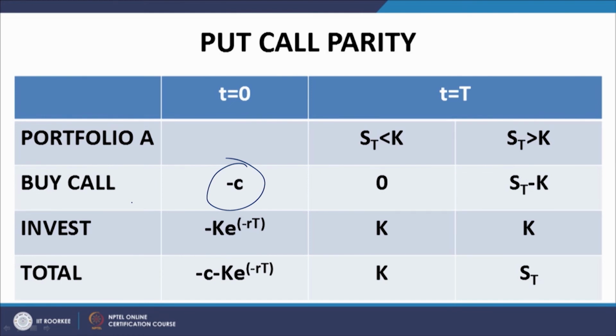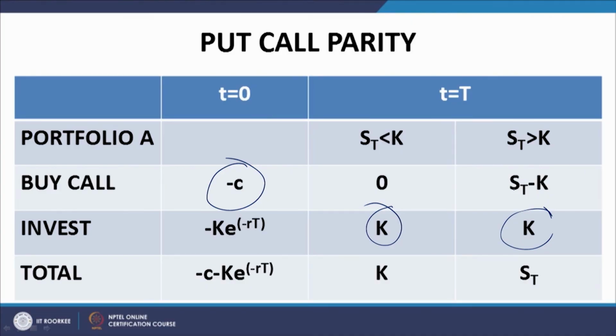We also invest a certain amount of money. How much do we invest? We invest K e to the power minus RT, and on maturity of the option we will get K as a cash inflow irrespective. This cash inflow K, arising out of the investment at t equal to 0, equal to the present value of K, is independent of the state of nature. In other words, you will receive this K irrespective of whether ST takes a value less than K or greater than K.